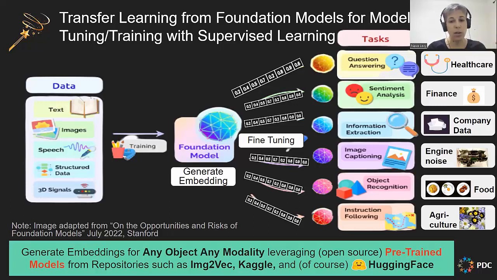We can leverage open source pre-trained models. We can also leverage today OpenAI APIs or Cohere. It doesn't have to be just open source, it could also be commercial, but it started with the open source pre-trained models from repositories such as Image to Vec, which was the first one for computer vision. Kaggle, which used to be TensorFlow Hub, they moved just a month ago all the models, 2000 models, to Kaggle. And of course, Hugging Face, which is by far the largest one.